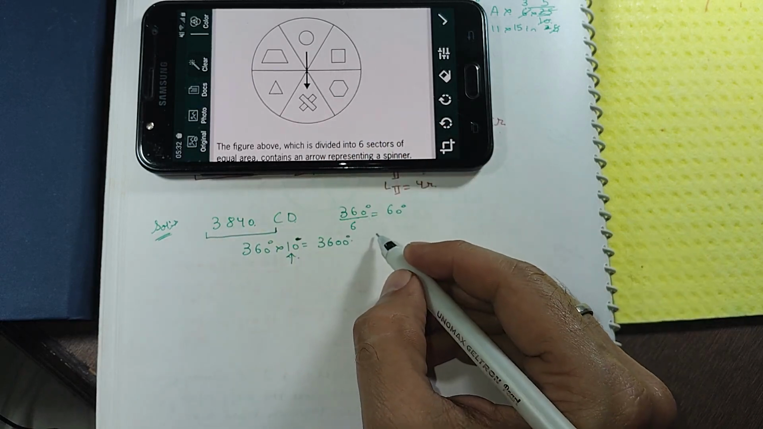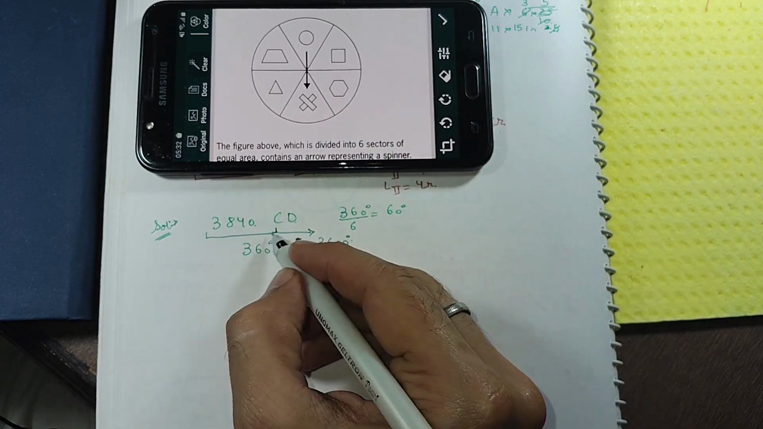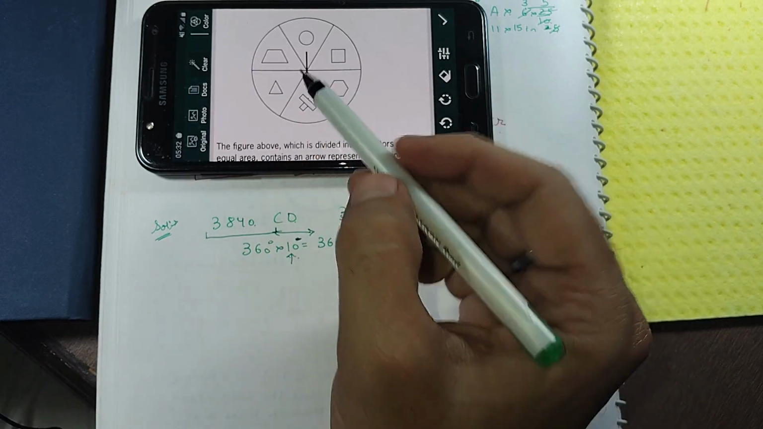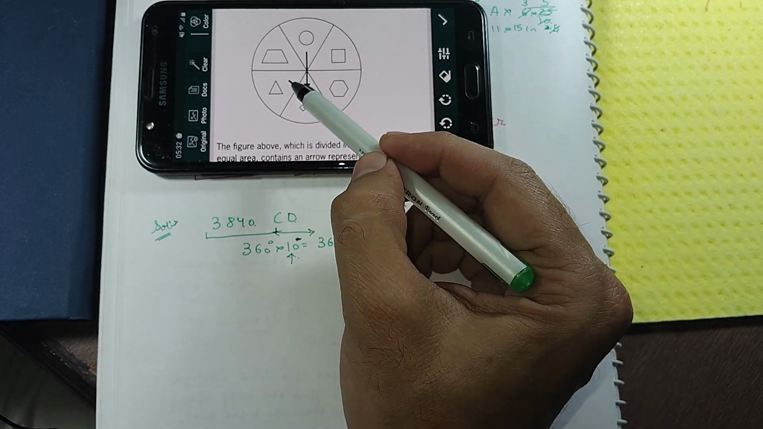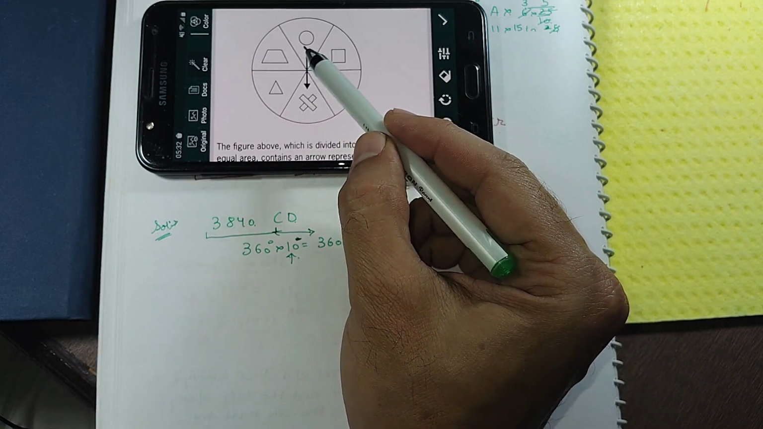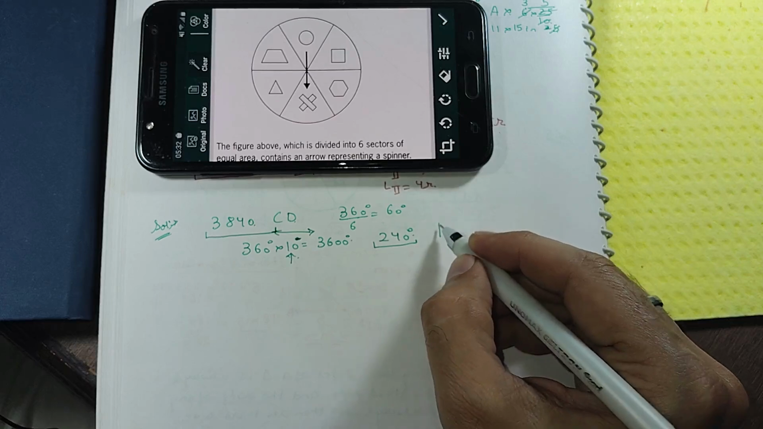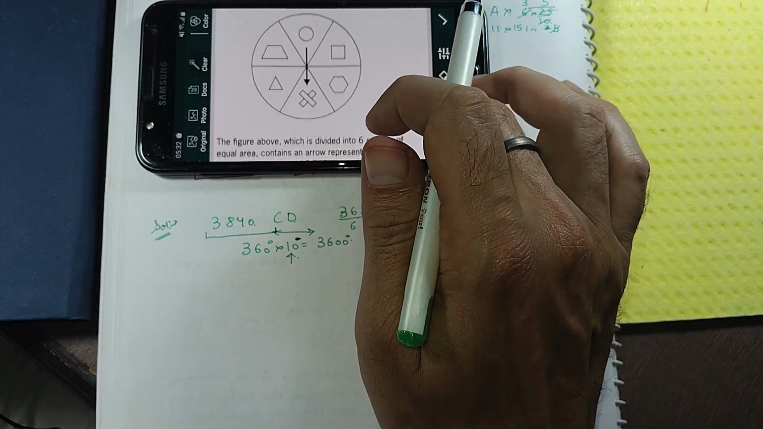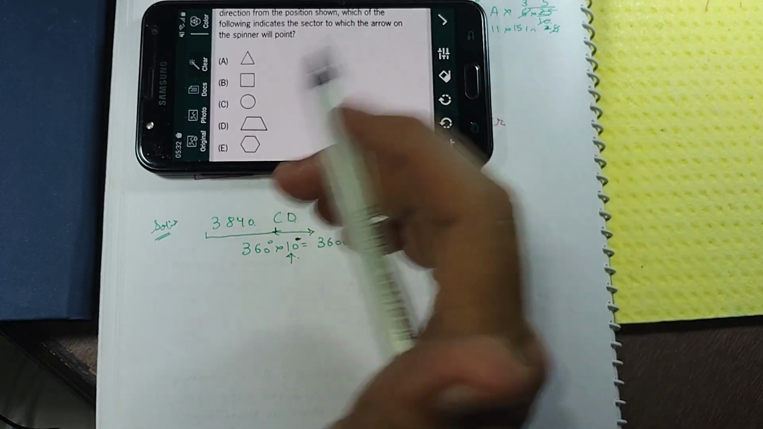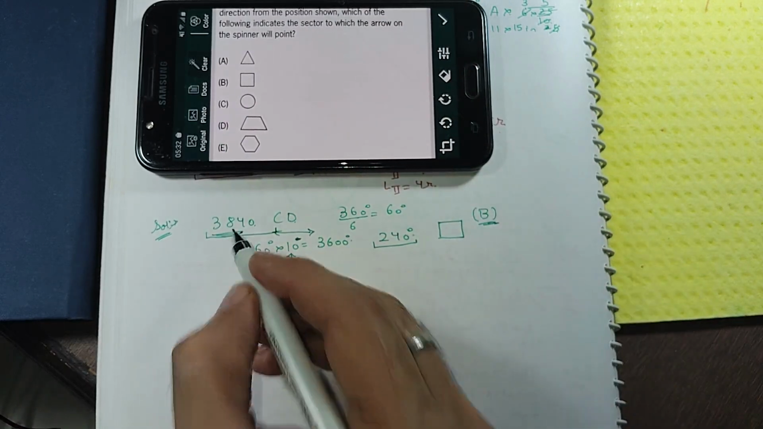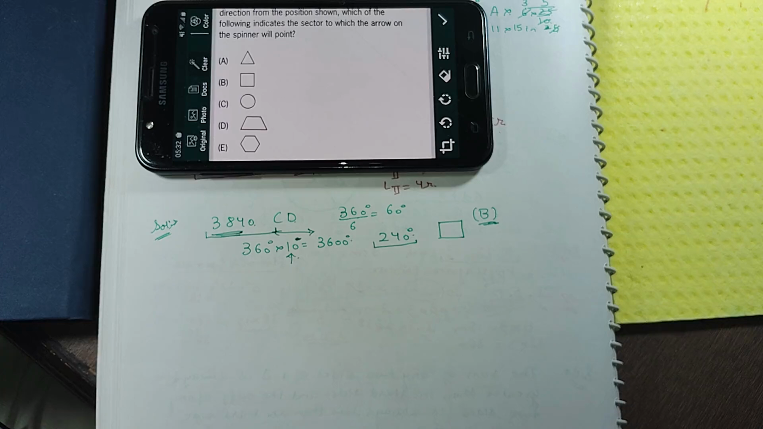So after 10 revolutions, how much angle is left? 3840 minus 3600 is 240 degrees. Now, after this it has to be divided: 60 degrees for this, 60 degrees for this, 120, then 180, then this is 240. So after spinning 3840, it will stop at this figure. So we will see it in the options. In the options, option B is where the spinner will stop after making 3840 degrees of angle in the clockwise direction.